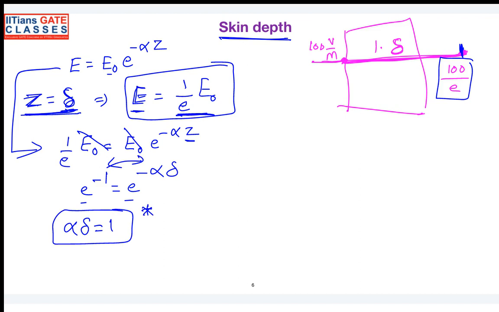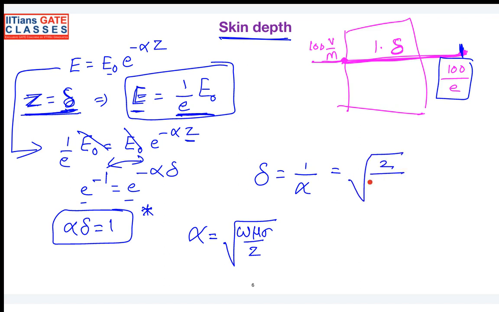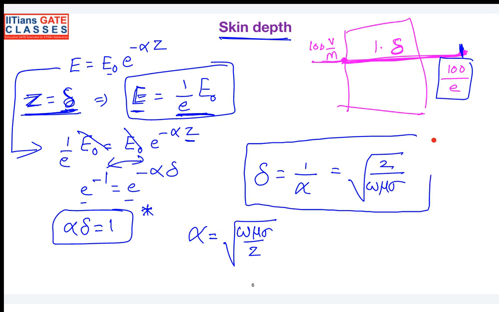Alpha is nothing but your attenuation constant. We have seen in the previous slide that the attenuation constant is given by root over omega mu sigma by 2. So the reciprocal of the attenuation constant is given by root 2 by omega mu sigma. This is the expression for your skin depth.